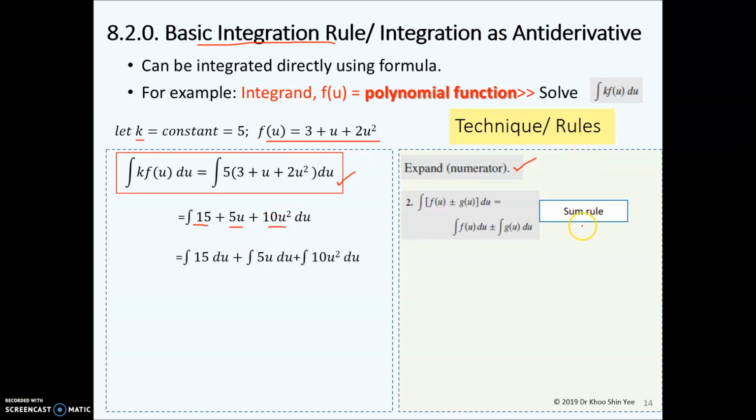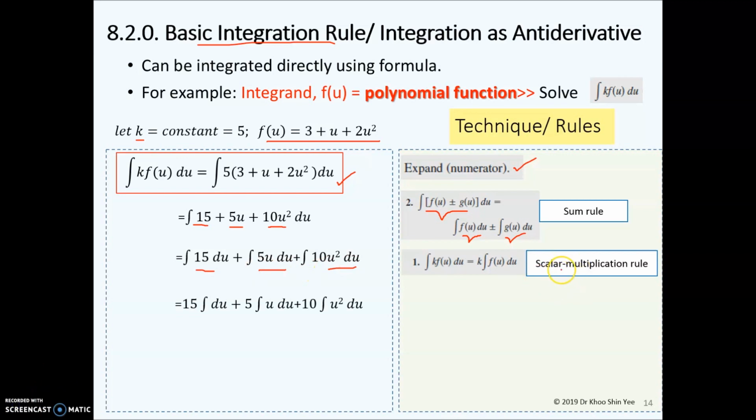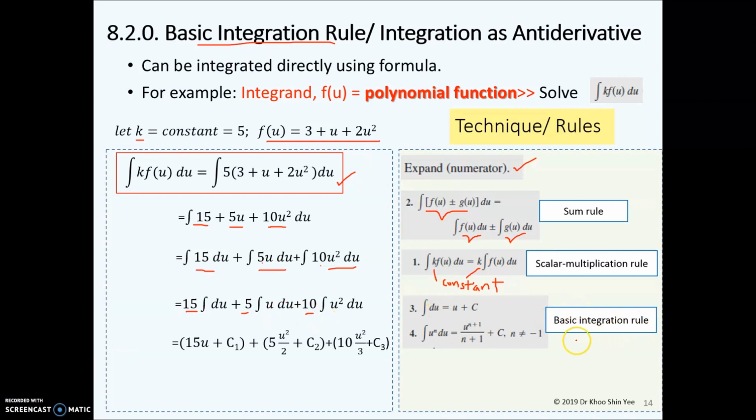Next technique you can apply is the sum rule, where this one is inside the integral, you can separate it separately. So by using the same approach, we separate the term. For the scalar multiplication rule, if k is a constant, then you can take out the constant. In this case 15, 5, 10 all are constant, therefore it can be taken out. So we can apply the basic integration rule for the polynomial. In this case it's a constant 1. In this case it's a u to the power of n.